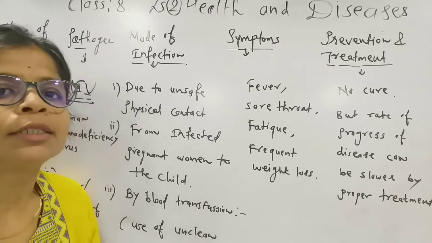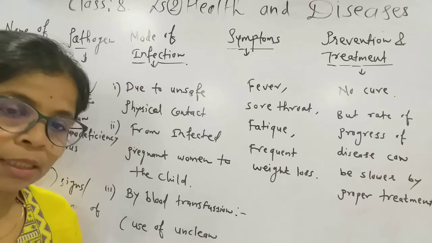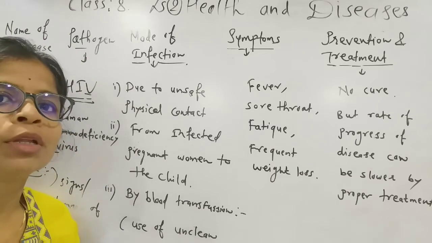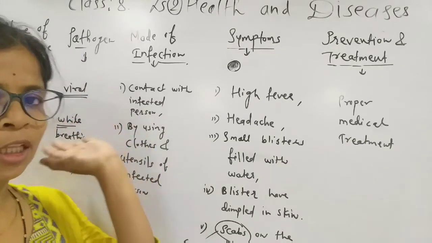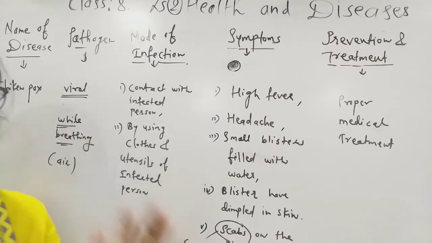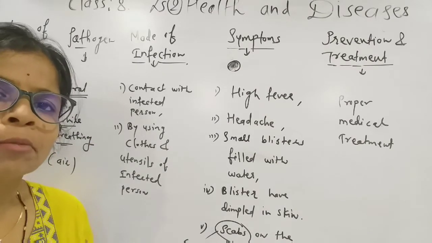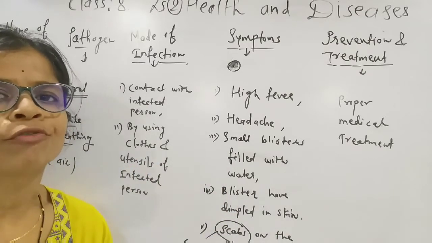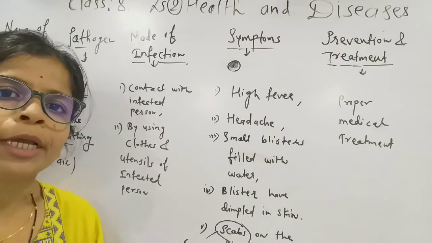After this we will see the disease chickenpox. This is also an infectious disease. Chickenpox is a viral disease, and the virus spreads from person to person while breathing, means the medium of spread is air. Now when there is an infection of chickenpox, we can measure the symptoms.